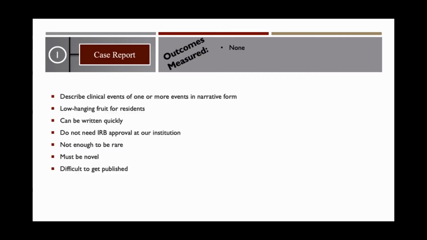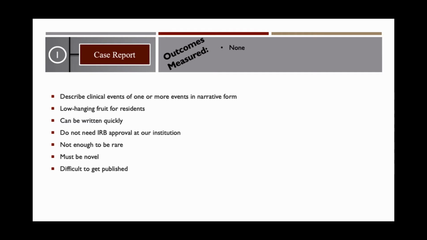All right, case reports. You're really just describing what happened to a patient, so there are really no measured outcomes from these. They describe clinical events of one or more events in narrative form. It's a kind of low-hanging fruit for residents, but don't rely on it. If you're going to do it, have something else going on in the background, because it may be quite difficult. I have cases that I think are quite good that nobody will publish because they're just not novel enough. It's a super rare case, but they've already described rare cases. People don't want to read 10 case reports on a rare case. They want something else that's going to add to the literature.